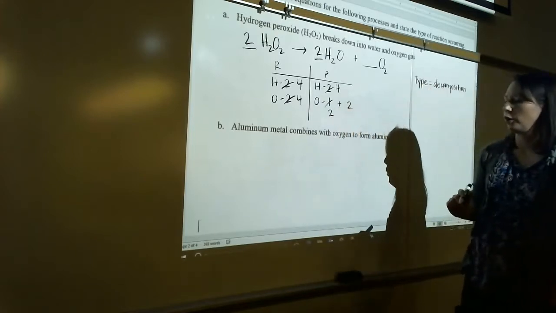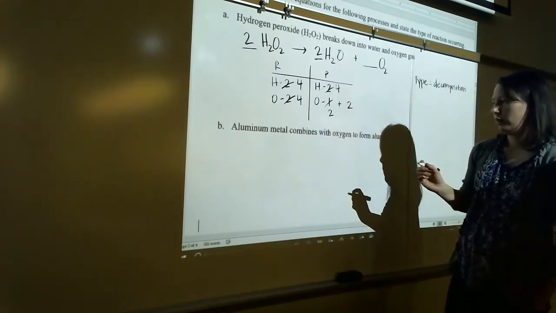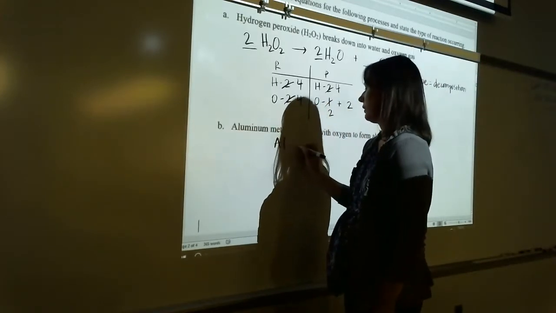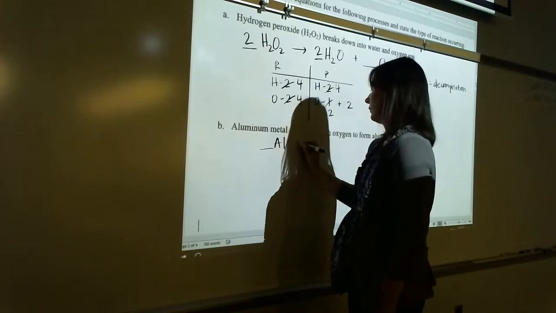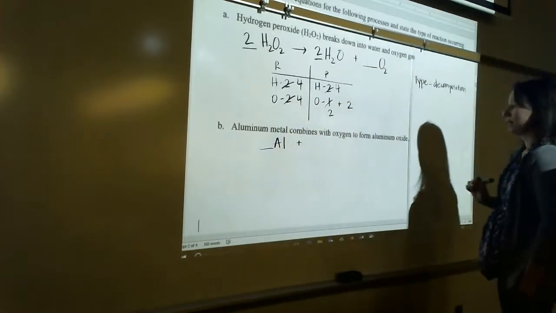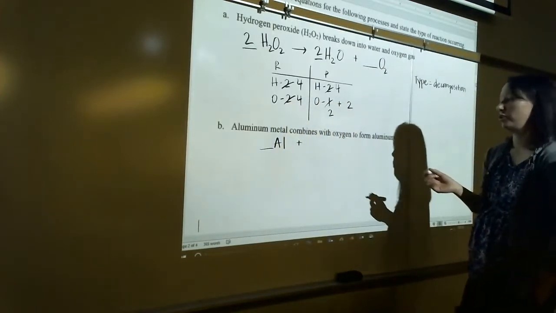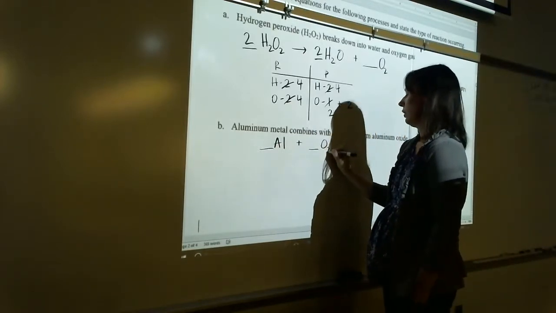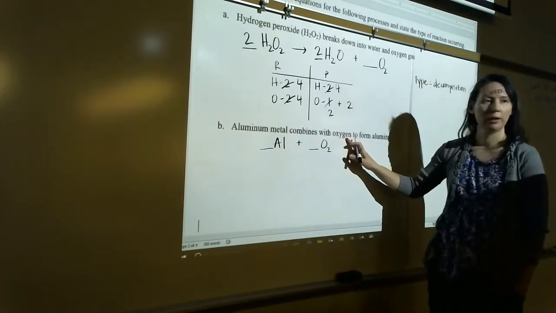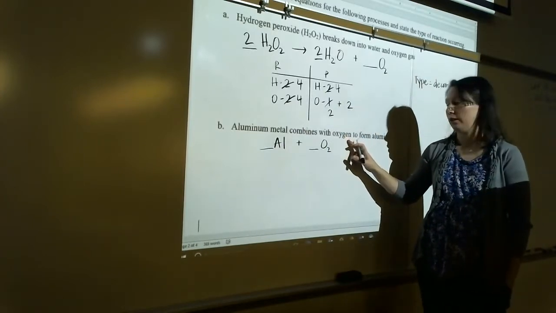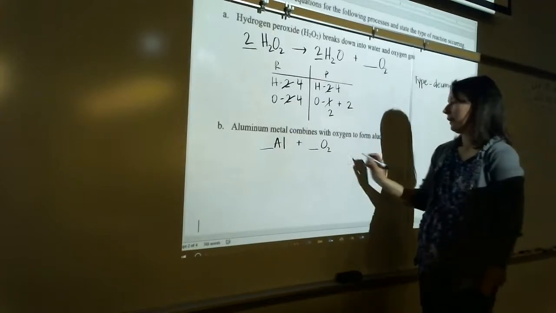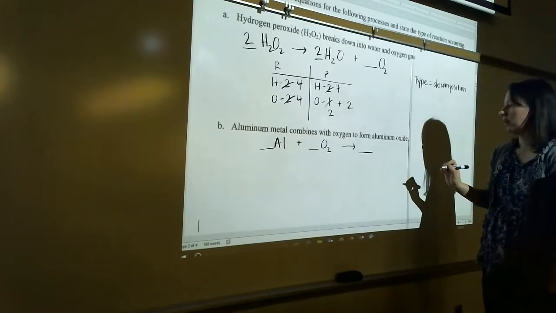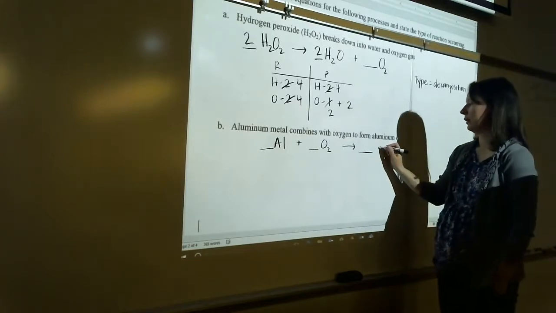Aluminum metal. What's the formula for aluminum metal? It's just Al, right? When you see the word metal, you should think, okay, straight from the periodic table. Combines with oxygen. Now this is oxygen gas. So what's its formula? O2. Because when you see oxygen by itself, straight up oxygen, you need to think, okay, that's got to be oxygen gas. And we're forming, I haven't told you what the product is, aluminum oxide. What's the formula of that?